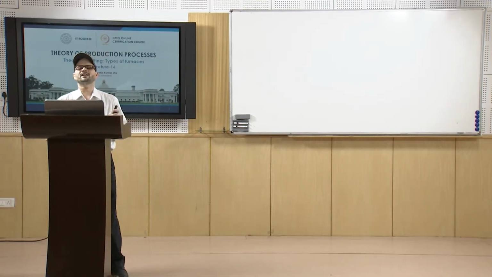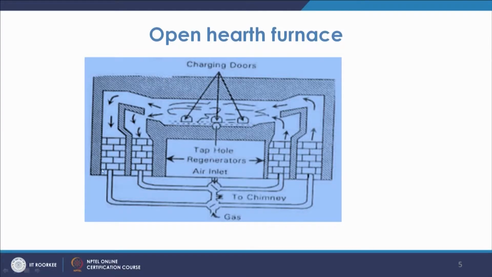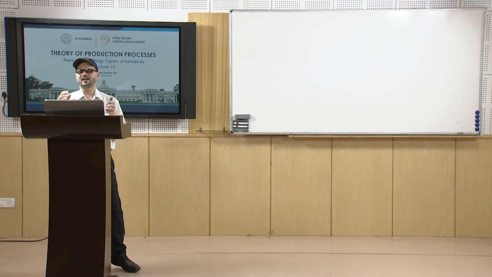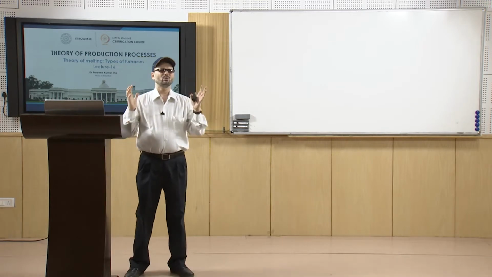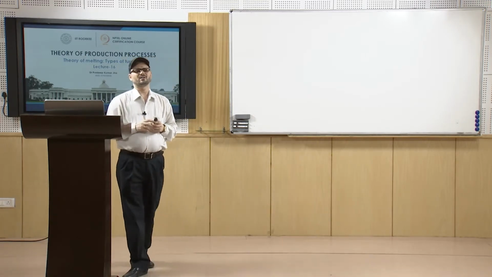This is a shallow type of furnace, so the hearth is shallow, you have large length and width, but the depth is quite small. As you see, these combustion products will go, and here are the metal which are to be melted. Because of this heat being in contact, they will melt. The gaseous fuels normally used are producer gas, natural gas or coke oven gas. These are the gases used for these open hearth furnaces.